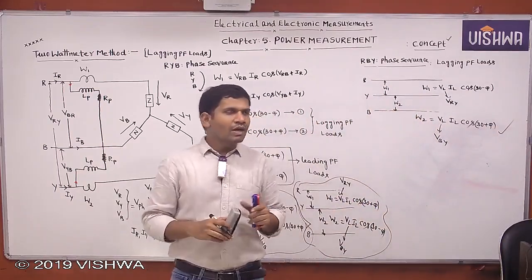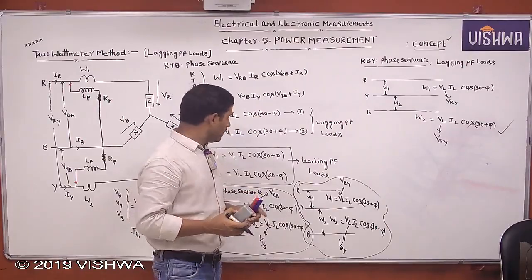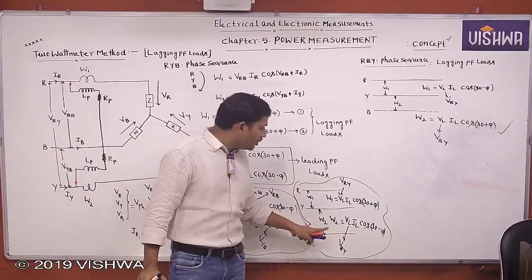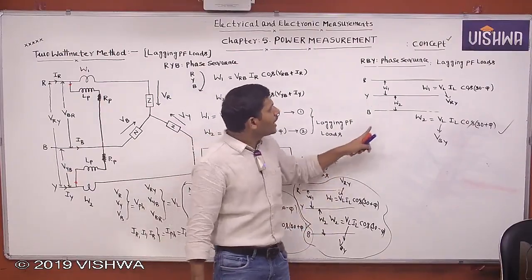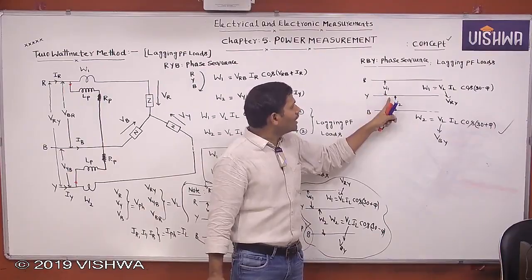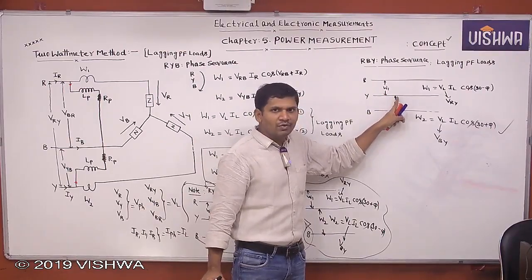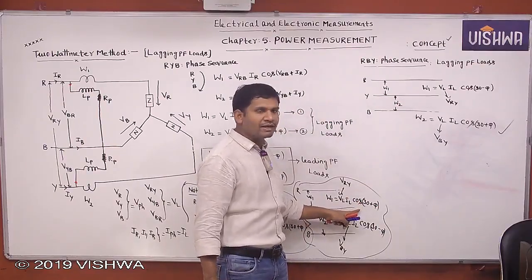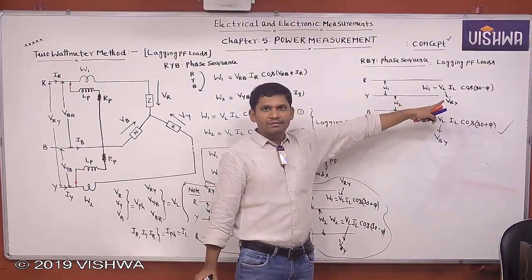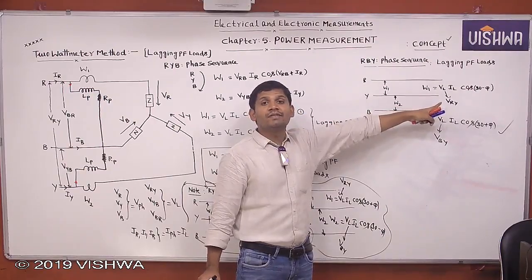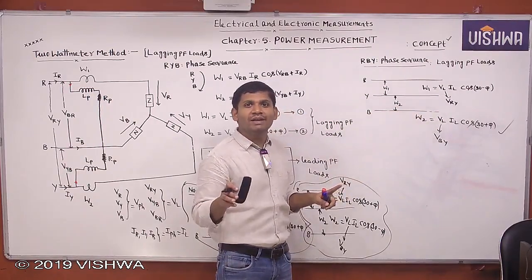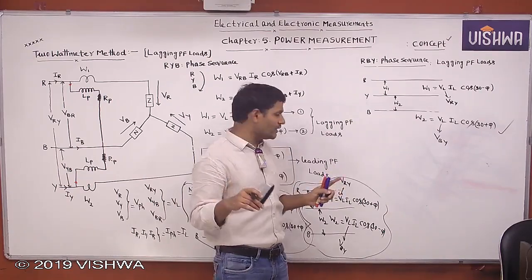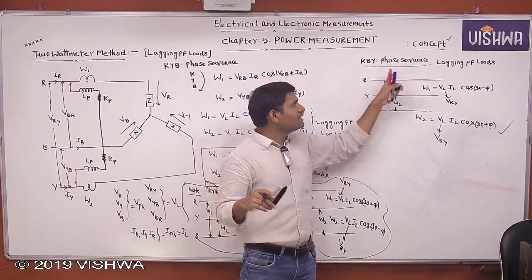That means the wattmeter reading, see, W1 is connected between R and Y and W2 is connected between B and Y. Here also, W1 is connected between R and Y and W2 is connected between B and Y. The connection is the same. But here W1 equals 30 plus φ we are getting, and here 30 minus φ. Why? Based on the phase sequence. That means the wattmeter readings depend not only on the connection, they also depend on the phase sequence. This is for the RYB phase sequence, and this is the RBY phase sequence.